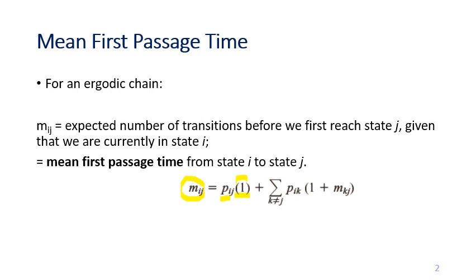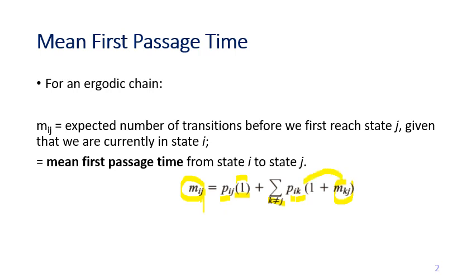But you may also need more than one step, because from I, you may go to any other state, and then sometime, someday, you will reach J. So that's the second part. The second part says that from I, you go to K, in which K is not J. But then from K, how many steps will you need to reach J? Remember that our purpose here is J. So if you go to K and then in mkj steps later, you will reach J.